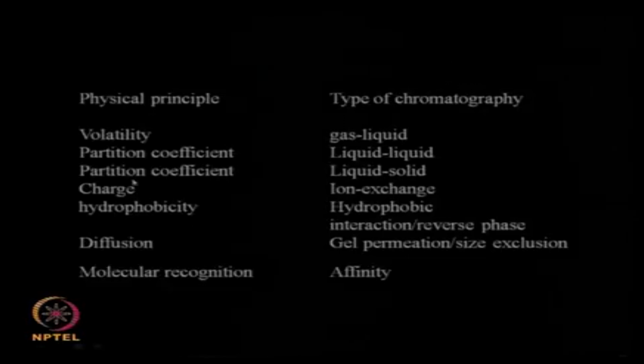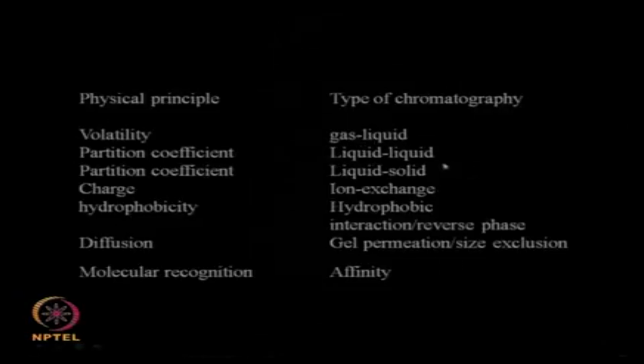So if the separation is based on volatility, that means the boiling point and so on, then we use something called a gas liquid chromatography. If it is based on partition coefficient, then we have a liquid chromatography. That means the solute gets partitioned between two liquids, the liquid which is in the stationary phase and the liquid which is in the continuous phase. Similarly you can have a liquid solid chromatography, that means you have a solid stationary phase and a liquid, and your solute is getting partitioned between these two.